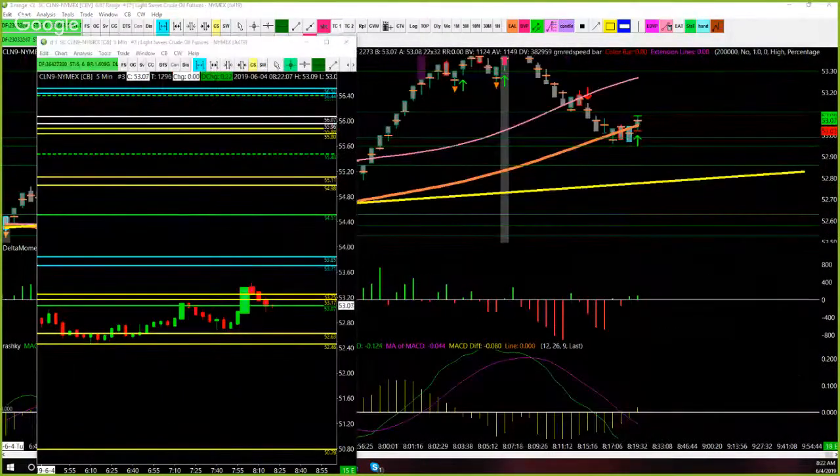Here, I'm going to park this back over here. 53.25 and holding above gives you a launch pad, I think, to 54.98, 55.11, followed by 55.80 to 56. And I do think that's doable.